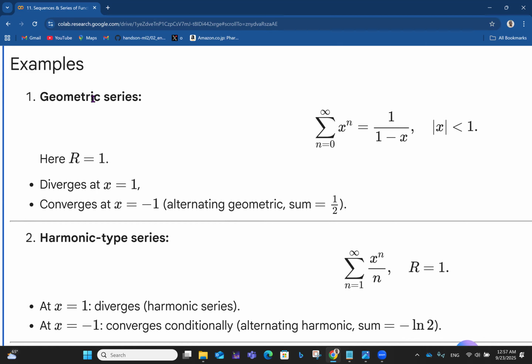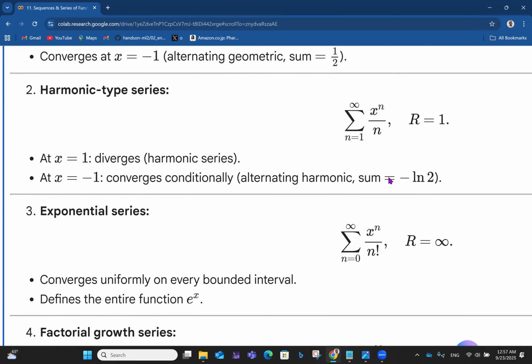So here we can take the radius of convergence, which is 1. It diverges at x equals 1 and converges at x equals minus 1. So that's an alternating geometric series, and the sum is half. Ultimately, the sum to infinity should be half like that.